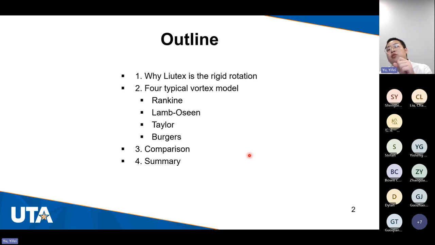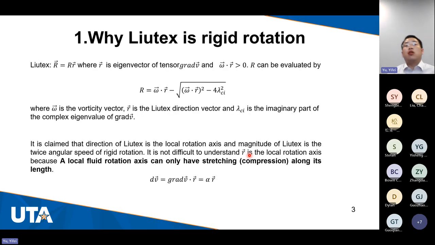The reason that I choose these four vortex models is they have analytical solution, and the people have deep understanding of these four models. So it's not difficult to judge which method is better, which method is worse. That's the motivation of doing this job. Okay, so let's go to the first part. Why Liutex is rigid rotation?